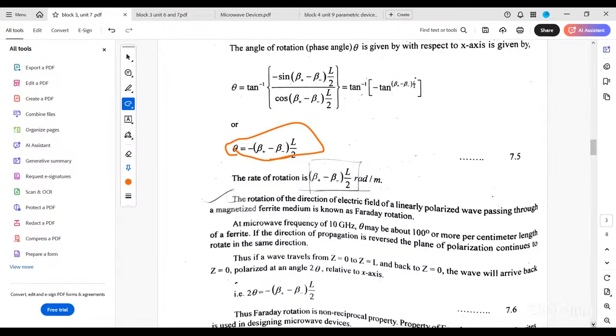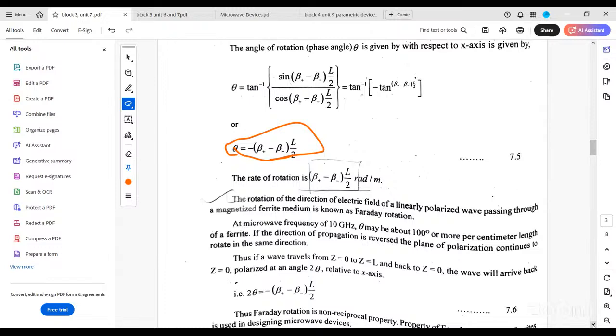You have to practice these steps. And 2 theta, what will we get? Minus of beta plus beta minus times of L. So up to here if you write, the answer is which one? Faraday rotation. The answer is Faraday rotation and its application.